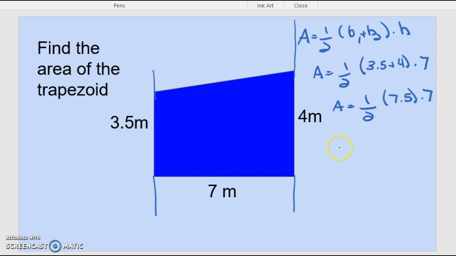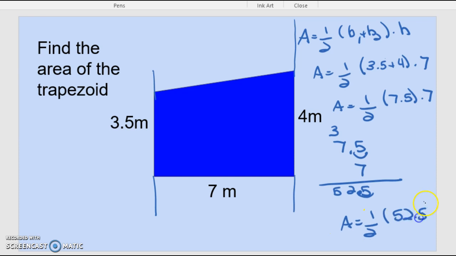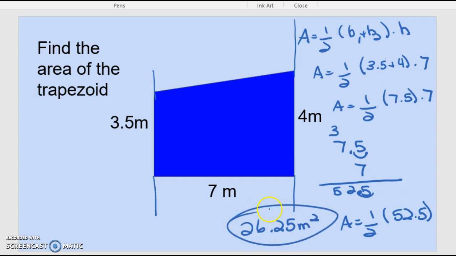Now for this one, you're actually just going to have to do some multiplication. So we have 7.5 and 7. Remember, when you multiply with decimals, move everything as far to the right as possible. That's 35, 49, so that's 52. And then you count how many spaces you have behind. So my answer is 1/2 of 52.5. And then we actually need to divide that in 2 to get our answer. And that is going to be 26.25 meters squared would be our answer for that one.